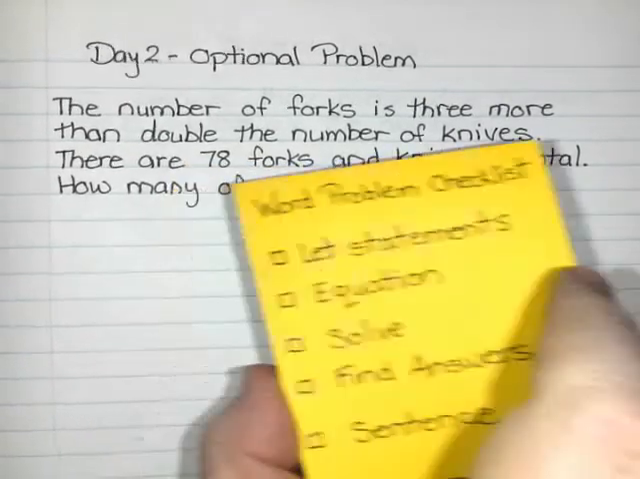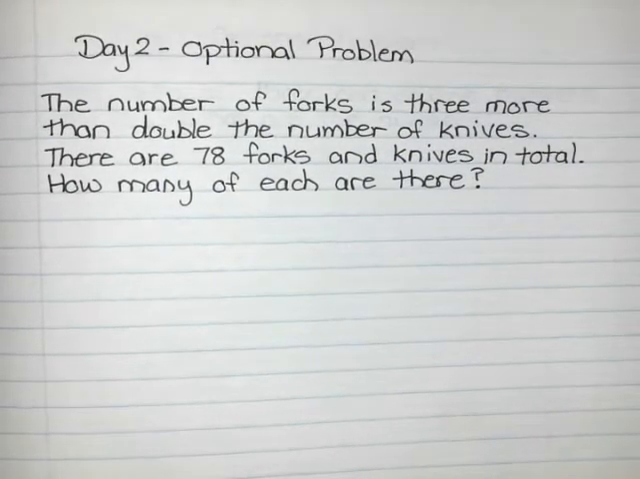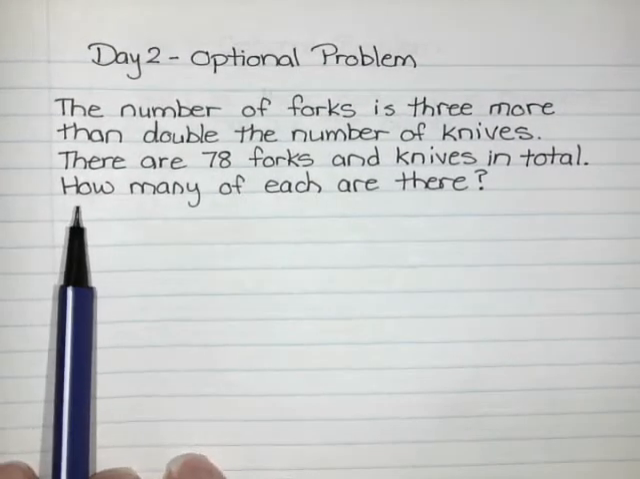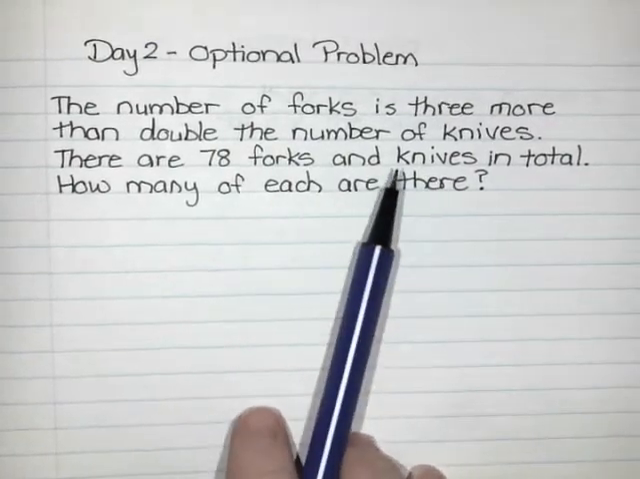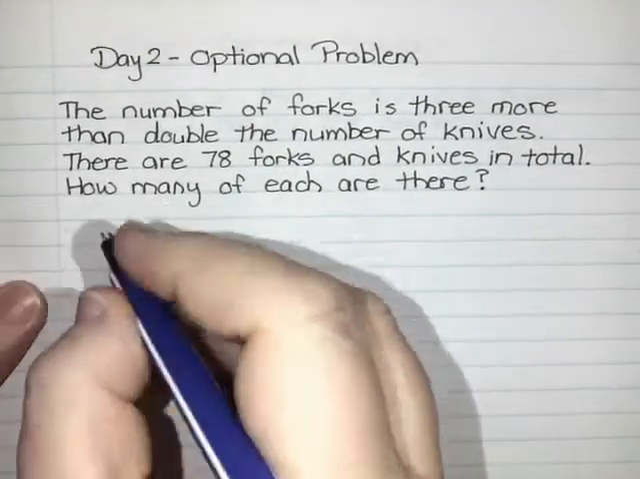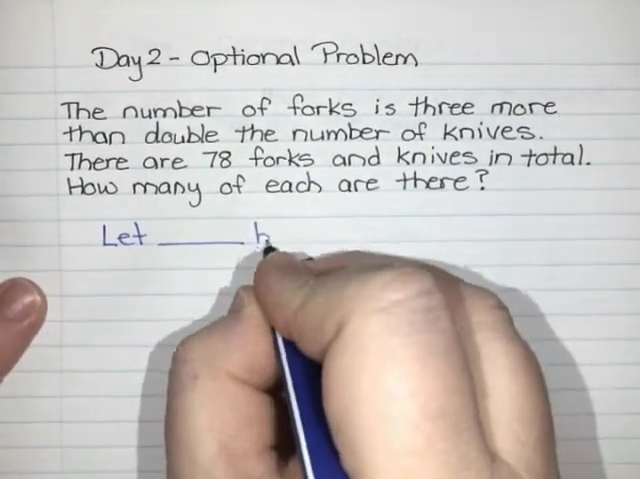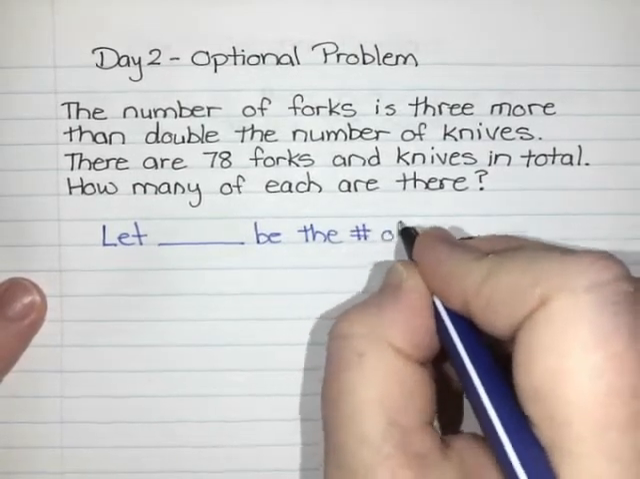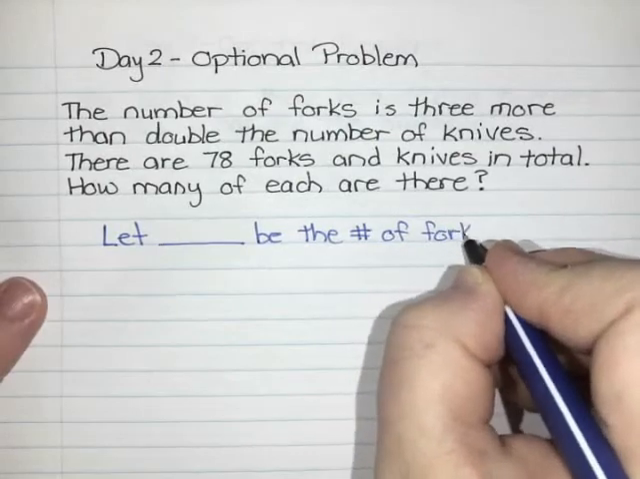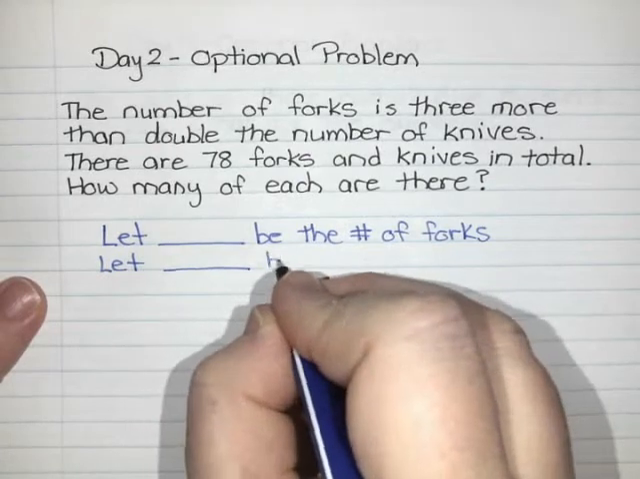When I'm reading through my question, the first thing I like to do is identify what my unknowns are. The final sentence says, how many of each are there? What does that mean, how many of each? How many forks and how many knives? So I'm going to start by saying, let something be the number of forks. And I'm going to let something be the number of knives.